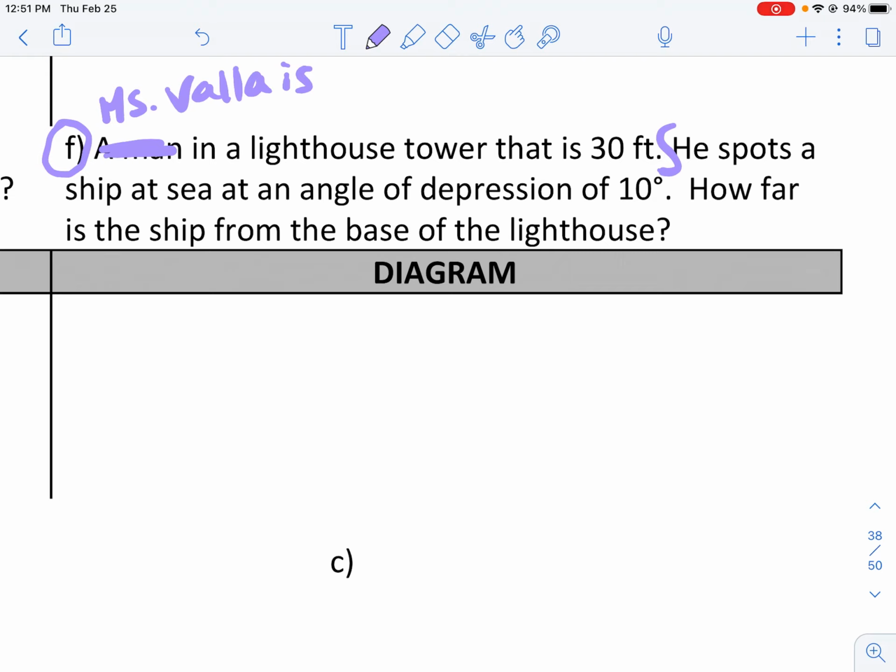Good for Miss Falla. I hope she's somewhere nice and warm, maybe like the Mediterranean islands of Greece or somewhere.